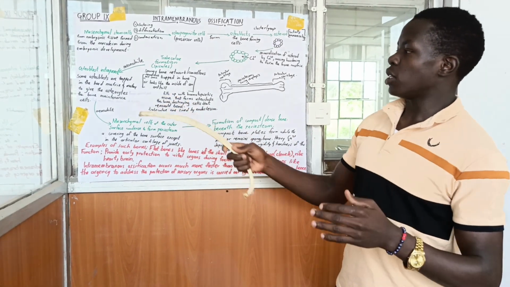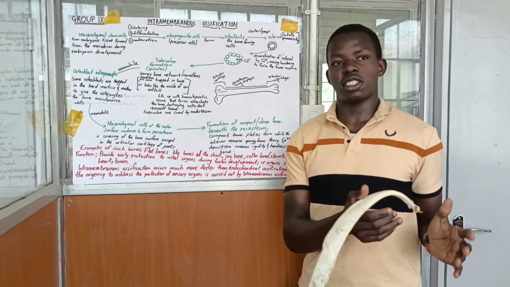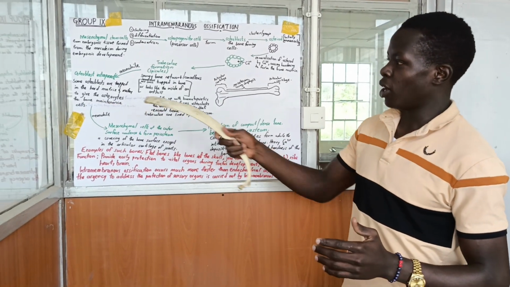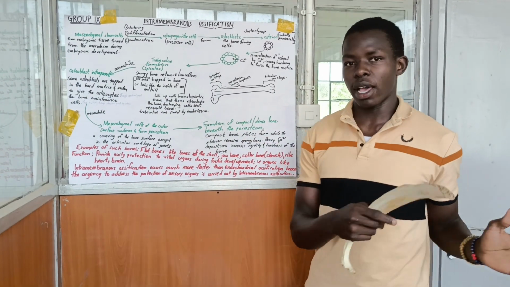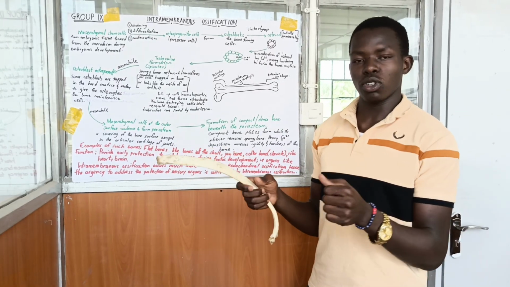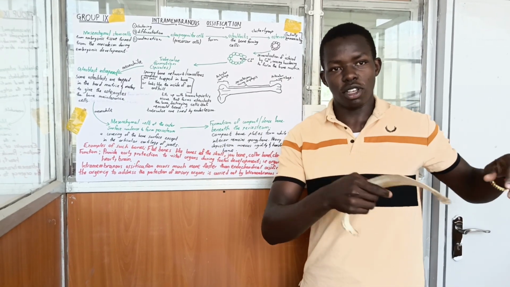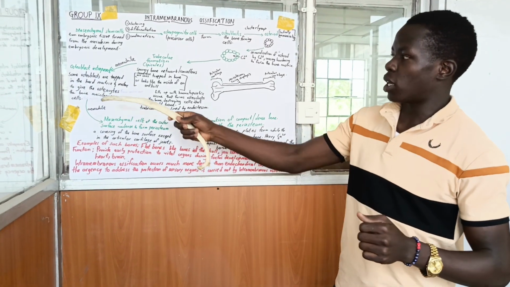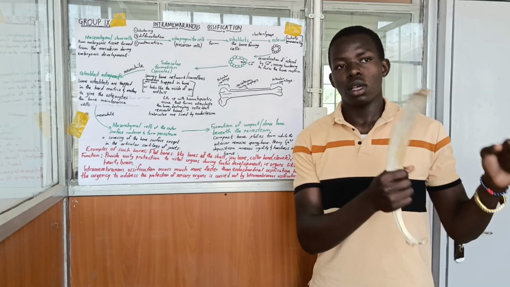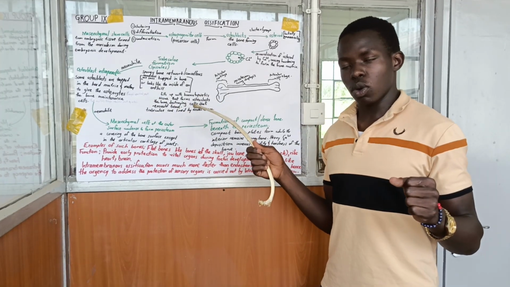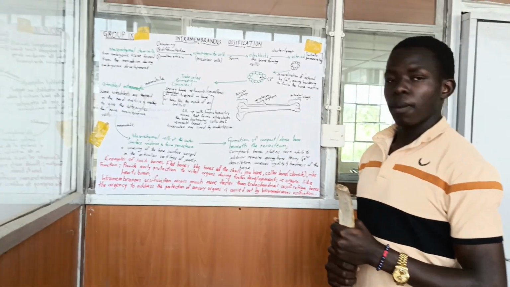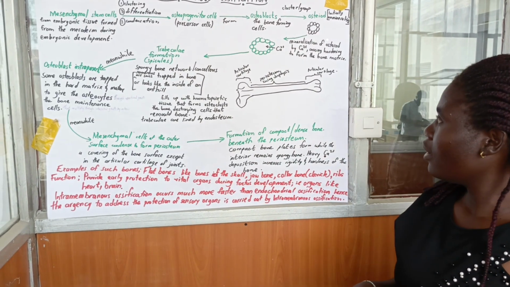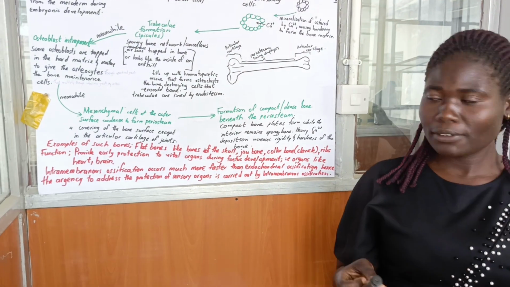These osteocytes are the bone maintenance cells, and they multiply through interstitial growth by mitosis. That is, exact cells making copies of themselves, unlike osteoblasts, which form the osteocytes by appositional growth. I think that's it. Thank you once again.